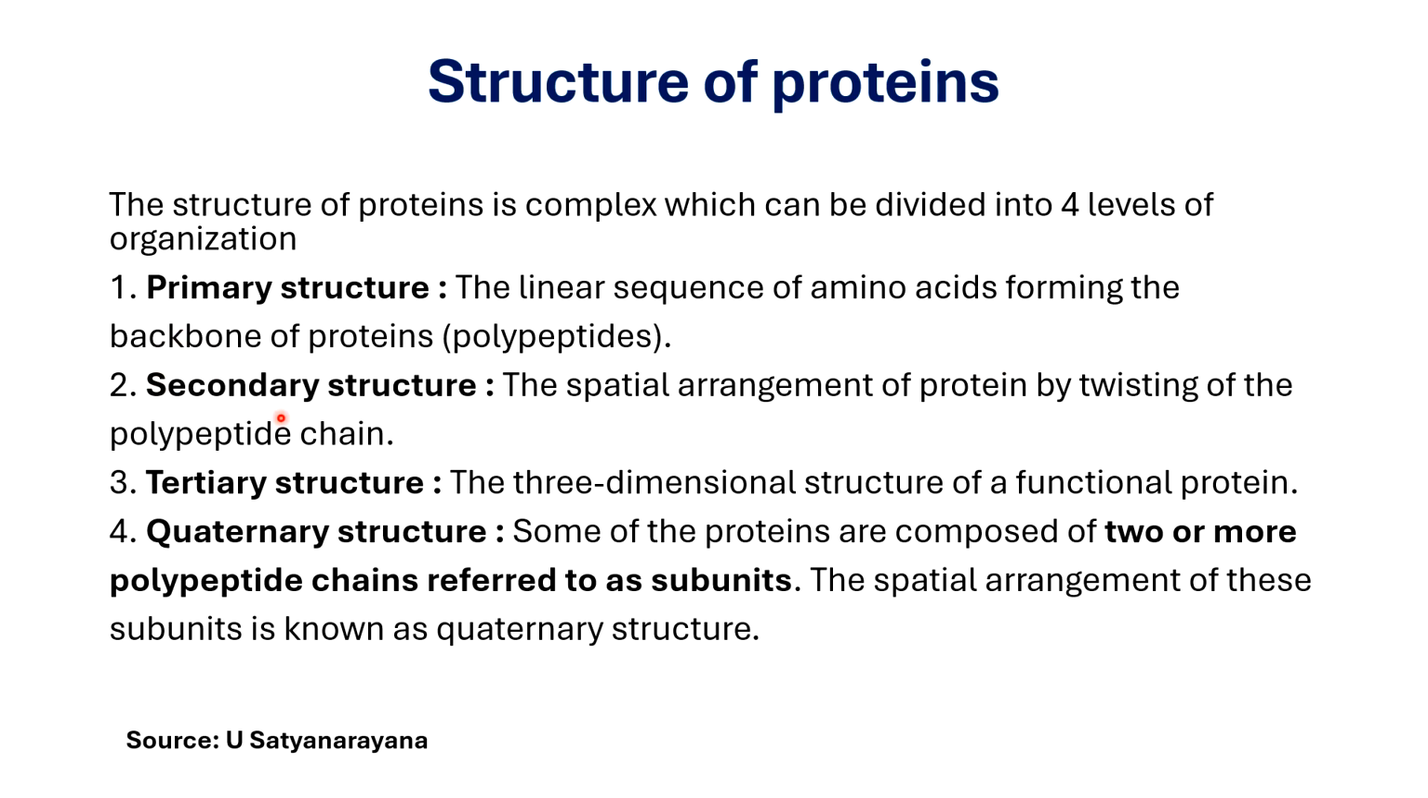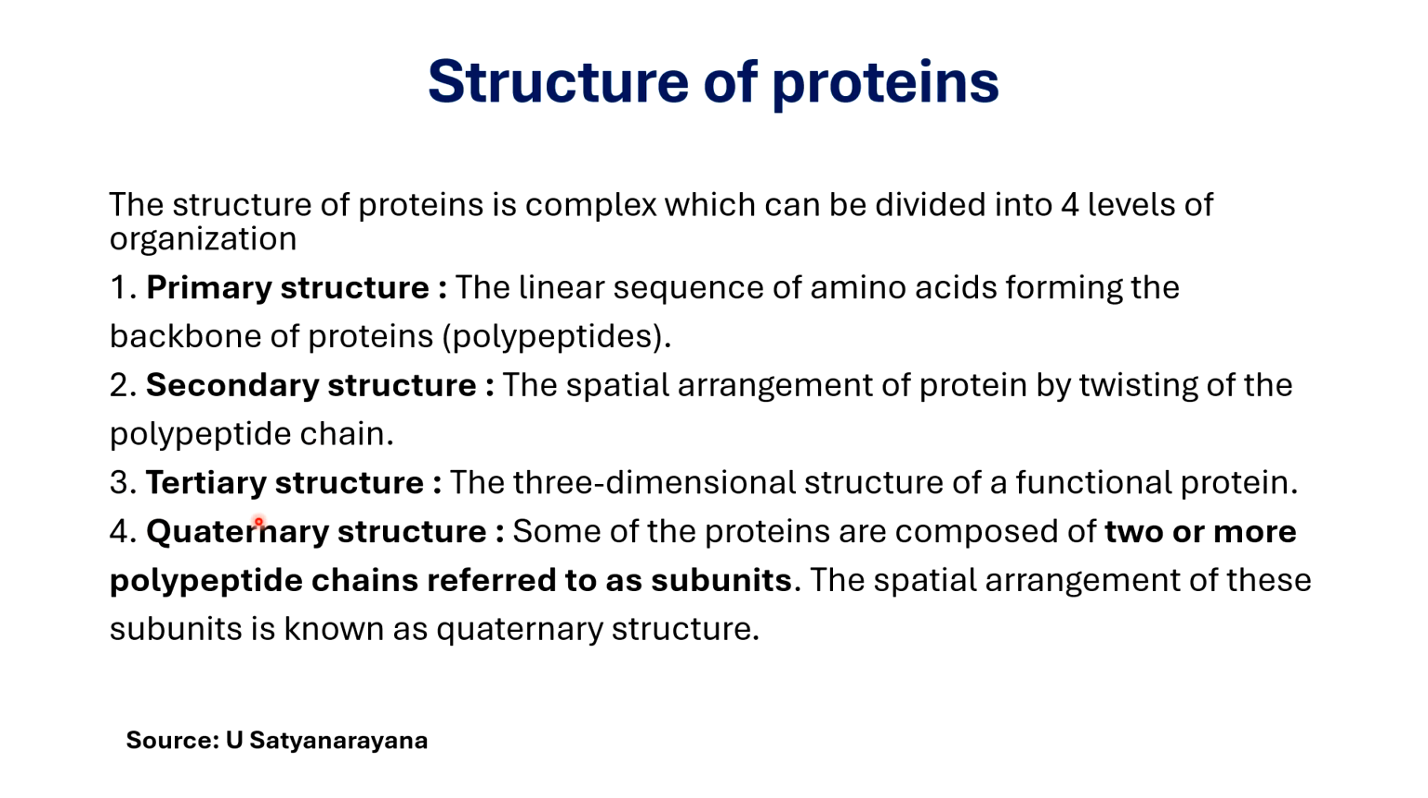Now, what happens is that the linear structure undergoes some level of folding or twisting, and that is called the secondary structure of protein. In the secondary structure, proteins can form a helix or they can form a zigzag pattern, which is called your beta pleated sheet. So these are the secondary structures of protein.